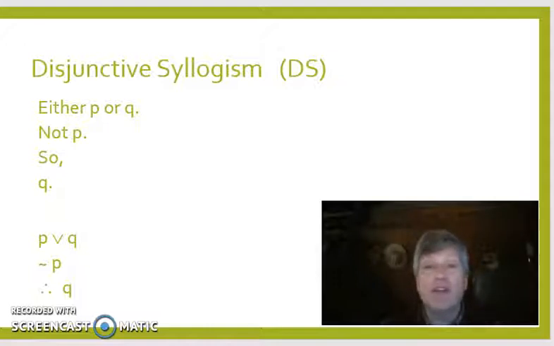Every argument of these structures is deductively valid. These are valid argument structures that you can demonstrate to be valid using truth tables, actually. So in the next video, I'll show you how to use these rules of inference in our natural deduction system.